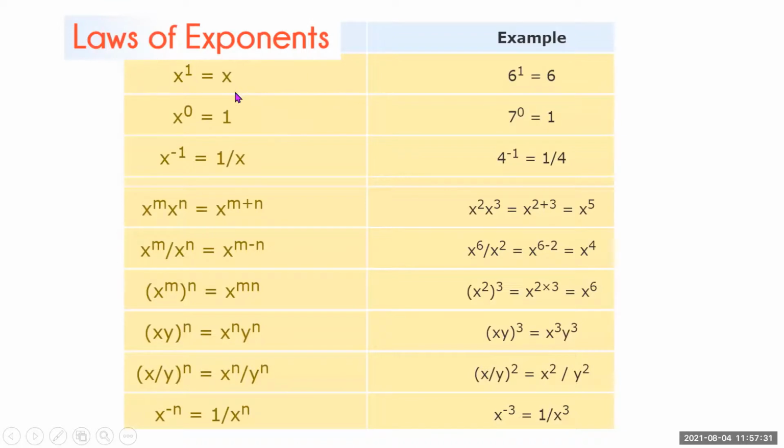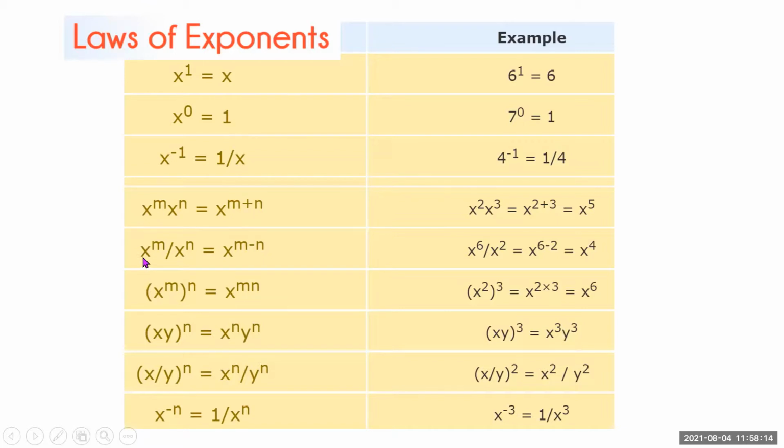So overall there are 7 laws. Some examples follow. x power 1 is always x. For example, 6 raised to the power 1 is 6. x power 0 is always 1. Whatever the base value may be, if it is raised to 0, you always get 1. x power minus 1, a negative exponent, is equal to 1 over x power 1. x^m times x^n will be equal to x^(m+n). Here the base is the same, so add the exponents.